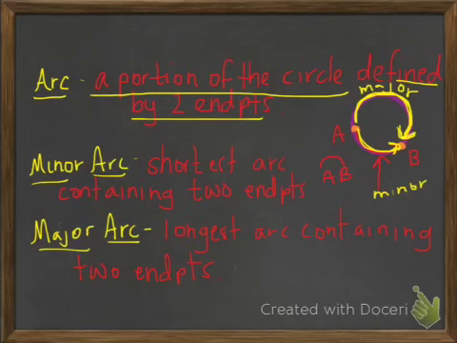A minor arc would be like arc AB. Okay, this is a minor arc. It's minor because that's the shortest arc containing the two endpoints. This is the major arc because it's the longest arc containing those two endpoints. So basically, I put two points on the circle, and you find which one's the minor arc and which one's the major arc. So that's pretty much it.